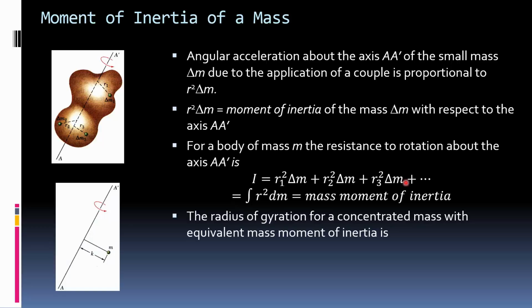The radius of gyration for a concentrated mass is, again, same deal. The k ends up being the square root of I over m.